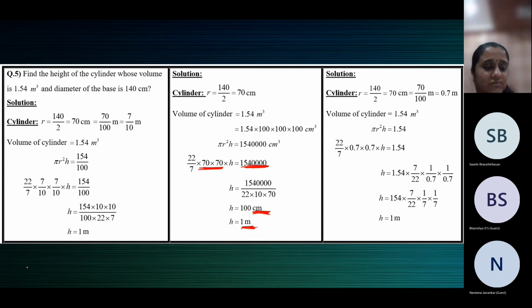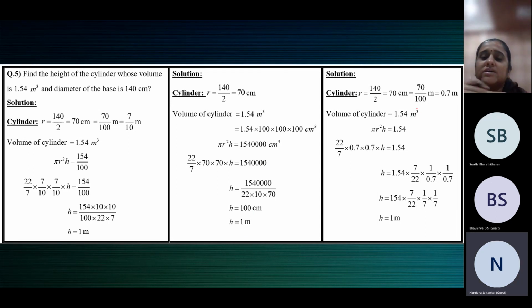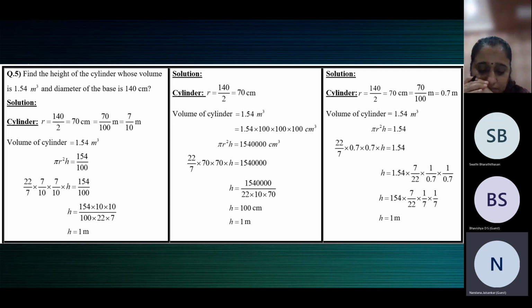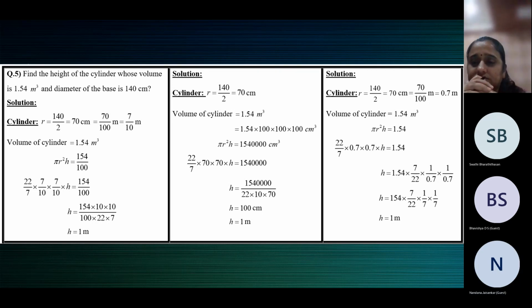Very good, Bhavishya. Very good. Yes, Nandana, now you can try this. In the third one, are we substituting the values in meter or centimeter? Meter. Okay, yeah. Proceed.